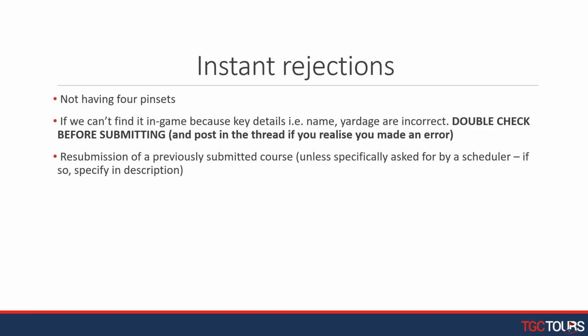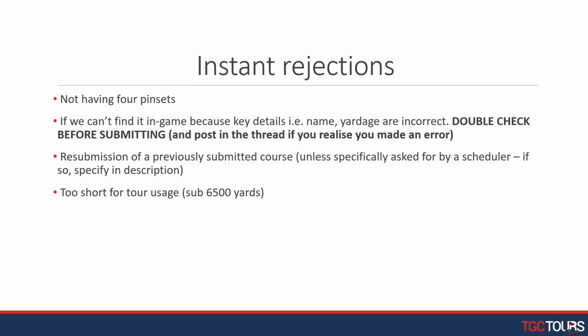If you're resubmitting a previously submitted course, and for 2K21, if you are porting a course, please go to the My Designer page and just use the port course feature. We will just not approve anything. Even if you're making minor changes or what you might consider major changes, unless you're ripping up the whole course and starting again, don't resubmit, just port it. Unless you're specifically asked for by a scheduler because they want certain tweaks, if so, specify in the description and we'll just find a way to update the previous one.